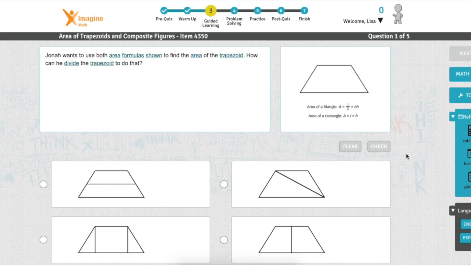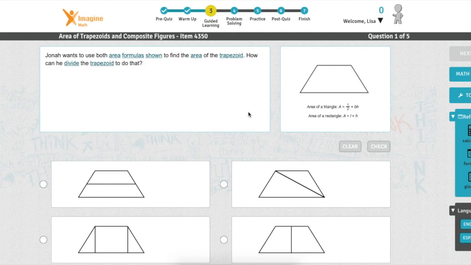We are back on Imagine looking at the area of composite figures and trapezoids. So these are figures and shapes that aren't just a normal shape, but a shape that you can break down into shapes that we're a little bit more comfortable and familiar with. So if you're looking at this one, it says that Jonah wants to use both area formulas shown to find the area of a trapezoid. So you can see that we've got the area of a triangle formula and the area of a rectangle formula. So how can he divide the trapezoid to do that?